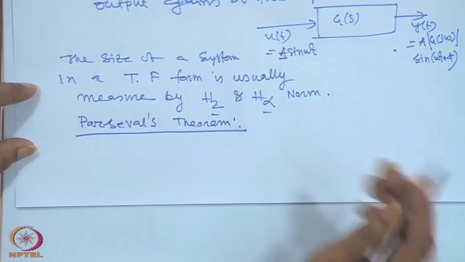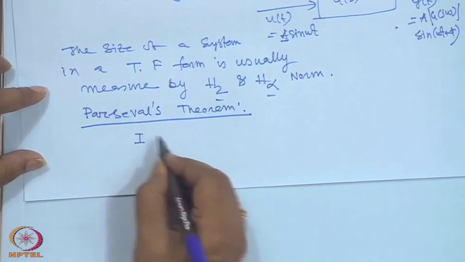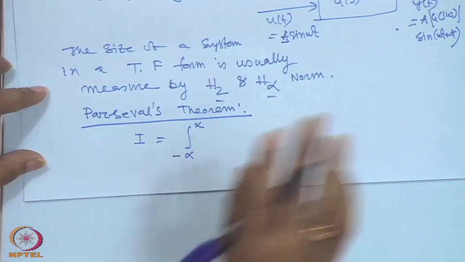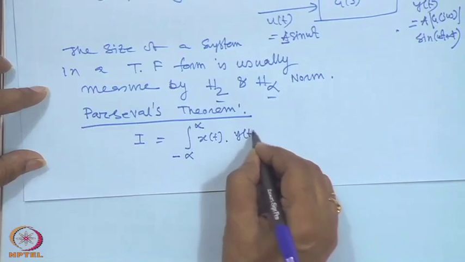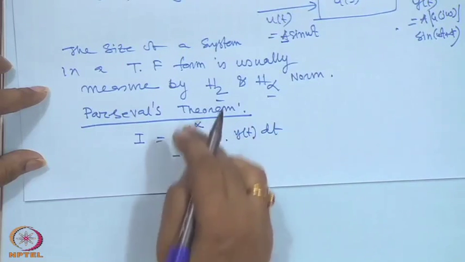What is that theorem? Let us say we have two signals, x of t and y of t. I want to integrate the product of these two signals from minus infinity to plus infinity.